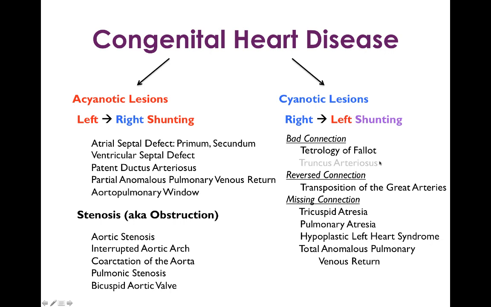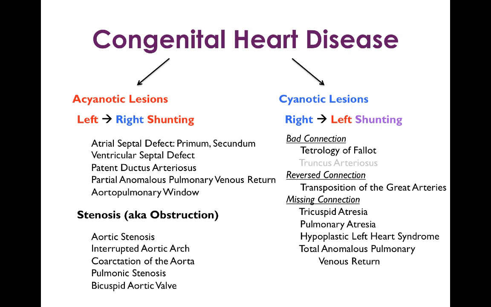So in terms of bad connections, you should know about tetralogy of Fallot, something that may show up on boards, but we're not going to discuss here because we didn't cover it in lectures, and truncus arteriosus. Reverse connections: transposition of the great arteries. And sort of missing connections: tricuspid atresia, pulmonary atresia, hypoplastic left heart syndrome, and total anomalous pulmonary venous return, where all the venous return from the pulmonary veins goes to the right atrium rather than the left atrium. So I think this is a decent broad classification of congenital heart disease.